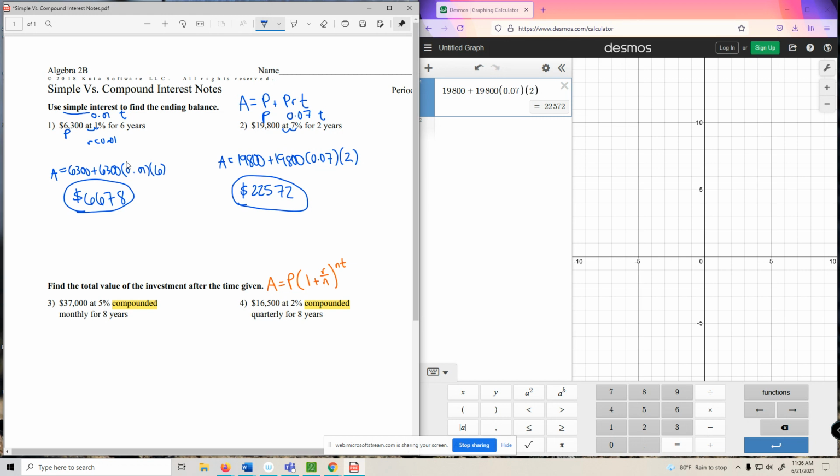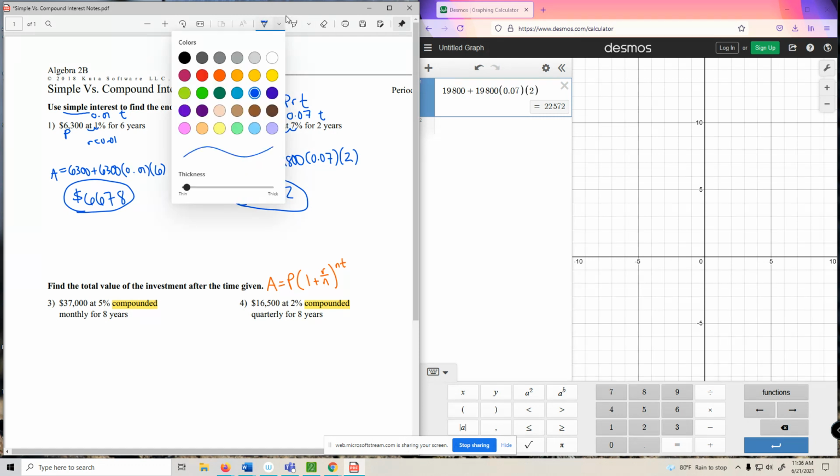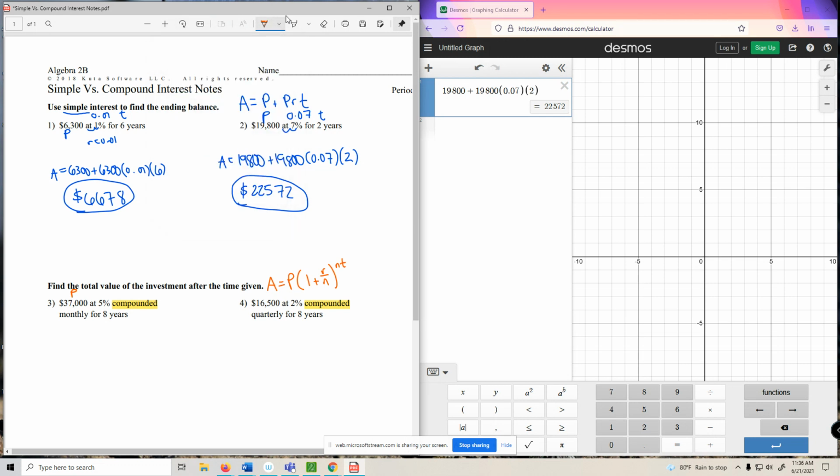Alrighty, so then number 3 and number 4, since we see the word compounded in here, that's our clue. We're going to use the compound interest formula. So in number 3, our principal is $37,000. Our rate, when we switch it to a decimal, is going to be 0.05. And compounded monthly, there are 12 months in a year. So N is going to be 12. T is our number of years, which is 8.